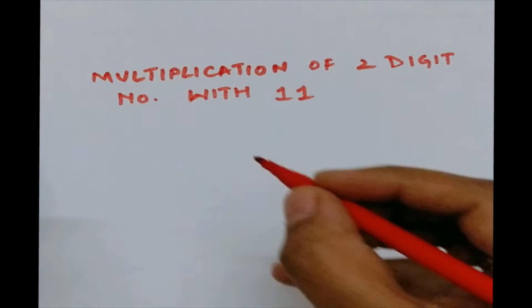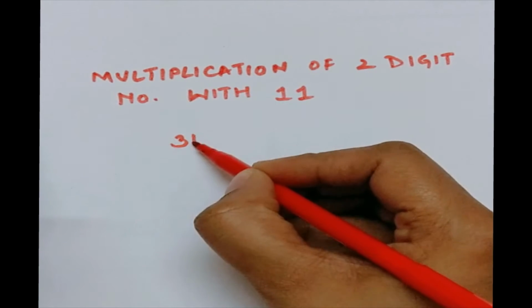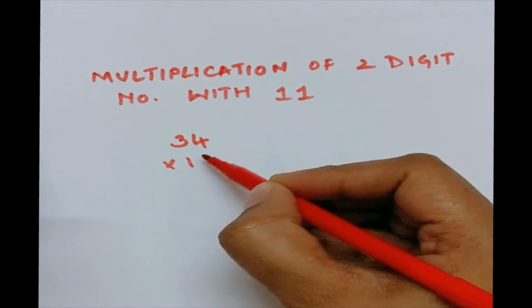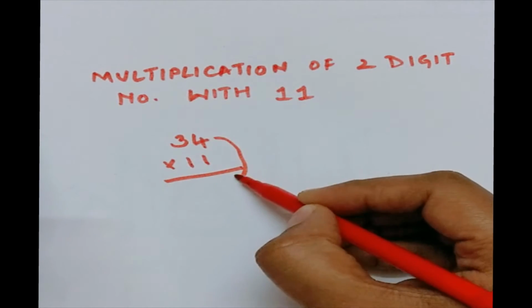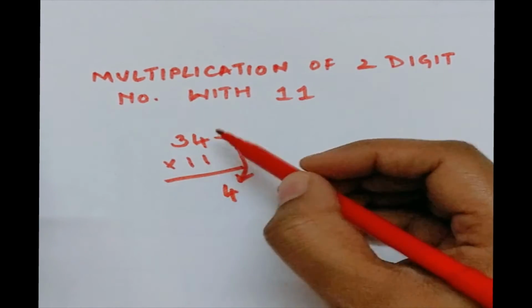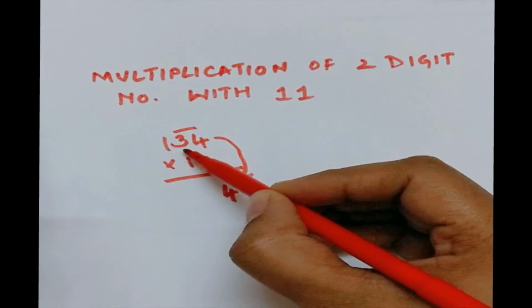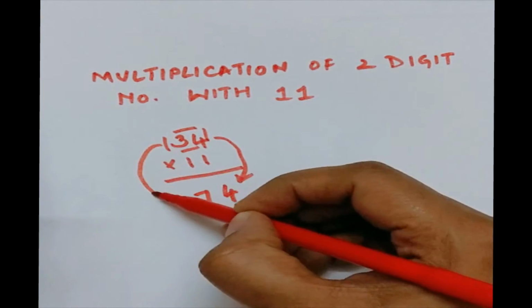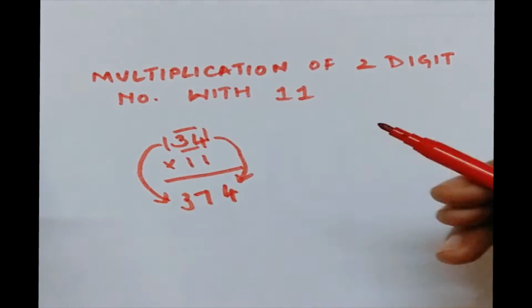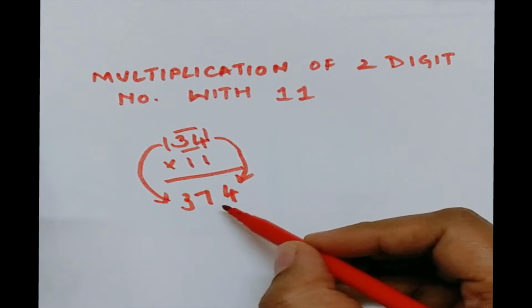Let's start with the multiplication of a two-digit number with 11. For example, 34 into 11. In this case, we bring down the right digit as it is. We add the two digits of the number. 3 plus 4 is 7, and we bring down the left digit to the left. So the answer of this is 374.